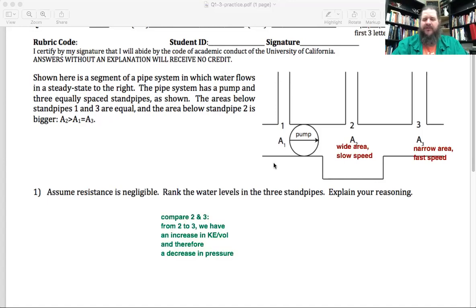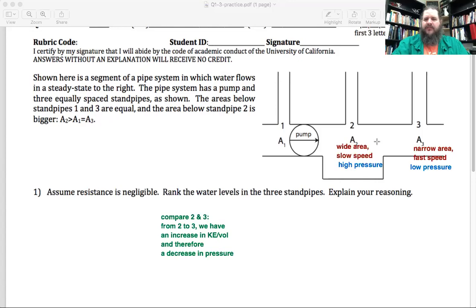There's no change in potential energy density because 2 and 3 are at the same height. So we've got to have a decrease in pressure. That tells us that location 2 is going to have a higher pressure, and 3 is going to have a low pressure compared to each other. Because from 2 to 3, we've got to have a decrease in pressure.